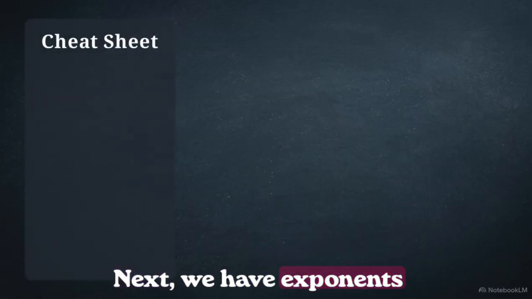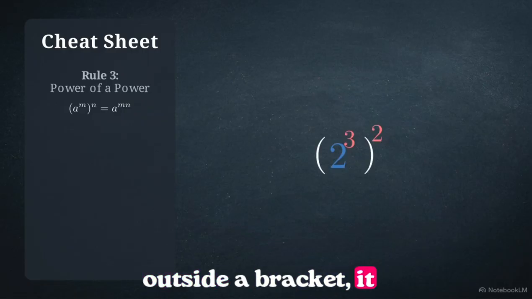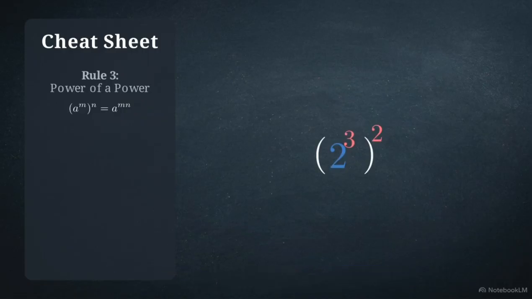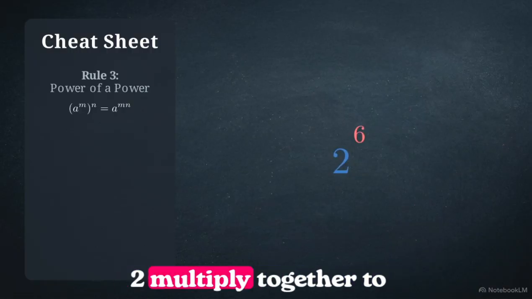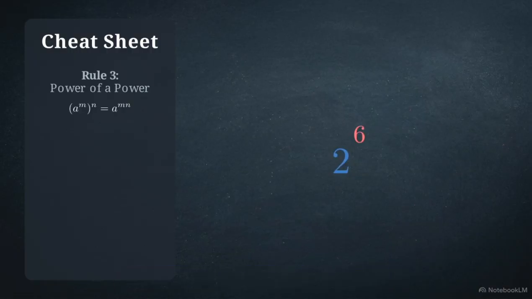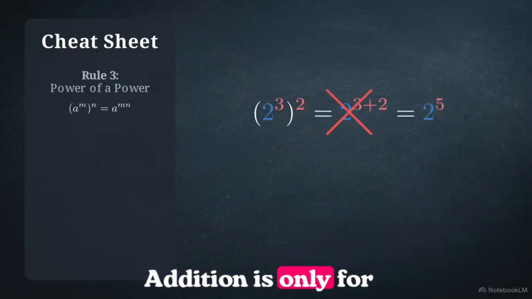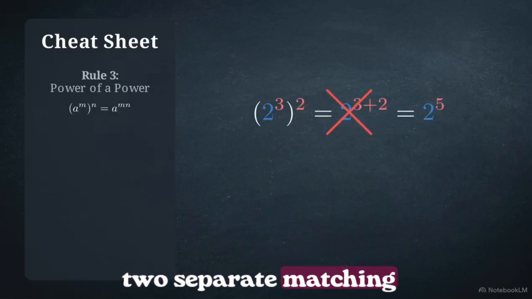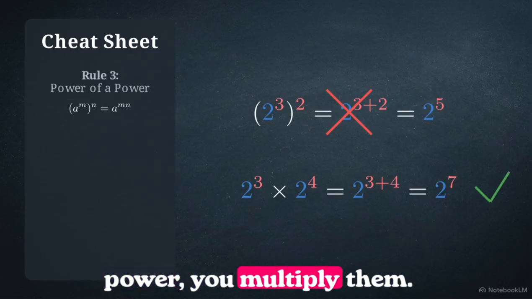Next, we have exponents separated by brackets. If a power is stacked outside a bracket, it multiplies with the power inside. 2 cubed squared means the inner 3 and the outer 2 multiply together to become a 6. It is important not to add these stacked powers together. Addition is only for when you are multiplying two separate matching bases. When a power is applied directly to another power, you multiply them.